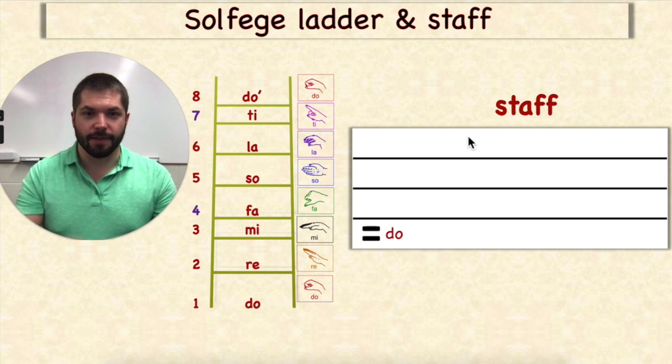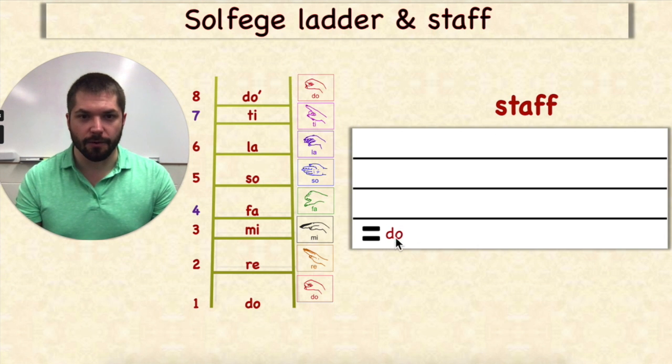Now, if this bottom space is do, what's the very next step up on this line? That's right, it would be re. Do, re, space to line. They're neighbors, so they're neighbors here too. Okay, what about if re is on the line, what's the next step up on this space? That would be mi. And then what would the next line be? That's right, that'd be fa.